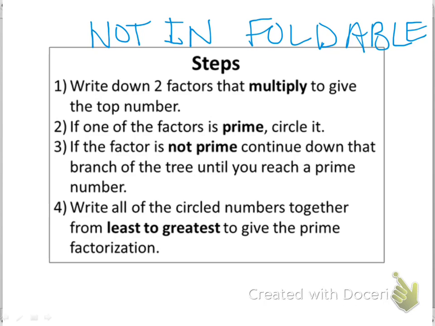If one of the factors is prime, then you're going to circle it. If the factor is not prime, continue down that branch of the tree until you reach a prime number. Write all of the circled numbers together from least to greatest to give the prime factorization. Don't worry if you don't understand the steps right now. All I need you to do is copy them down so that you have them for later. We're going to do some examples to help you understand. So pause the video now until you get this copied down. You're not copying it inside your foldable.